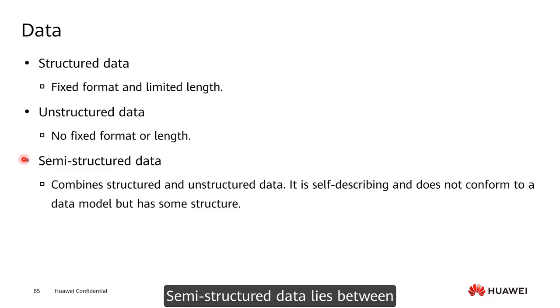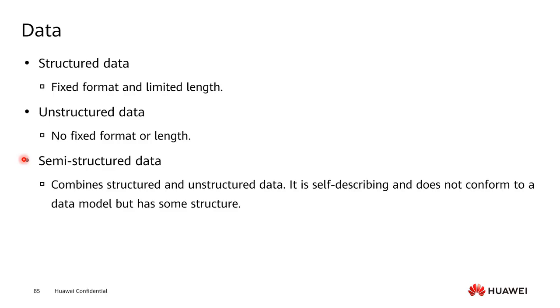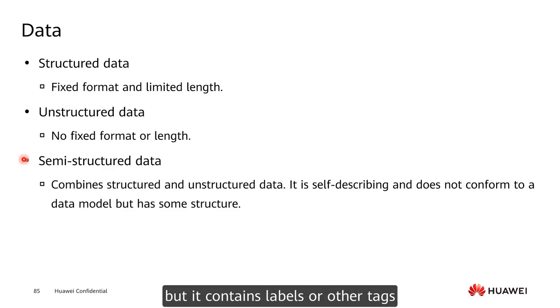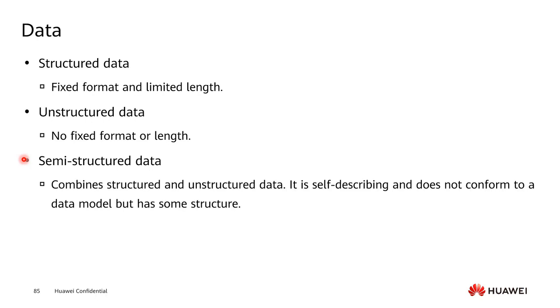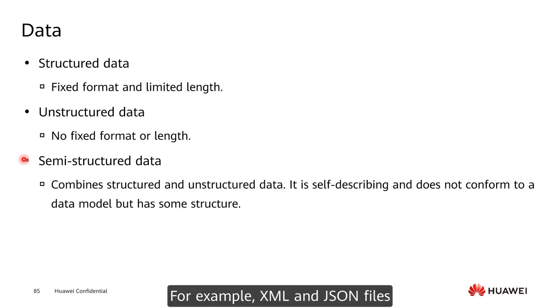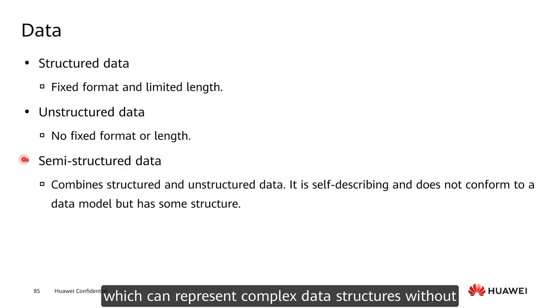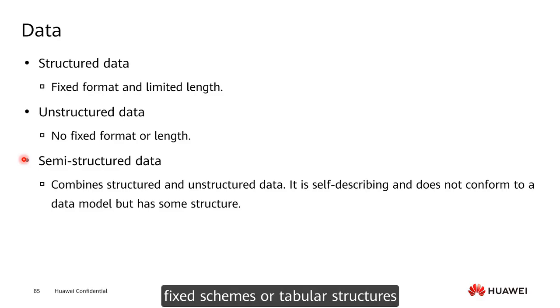Semi-structured data lies between structured and unstructured data. It may not have a fixed data model, but it contains labels or other tags to indicate how the data is organized. For example, XML and JSON files are typical semi-structured data, which represent complex data structures without fixed schemas or tabular structures.